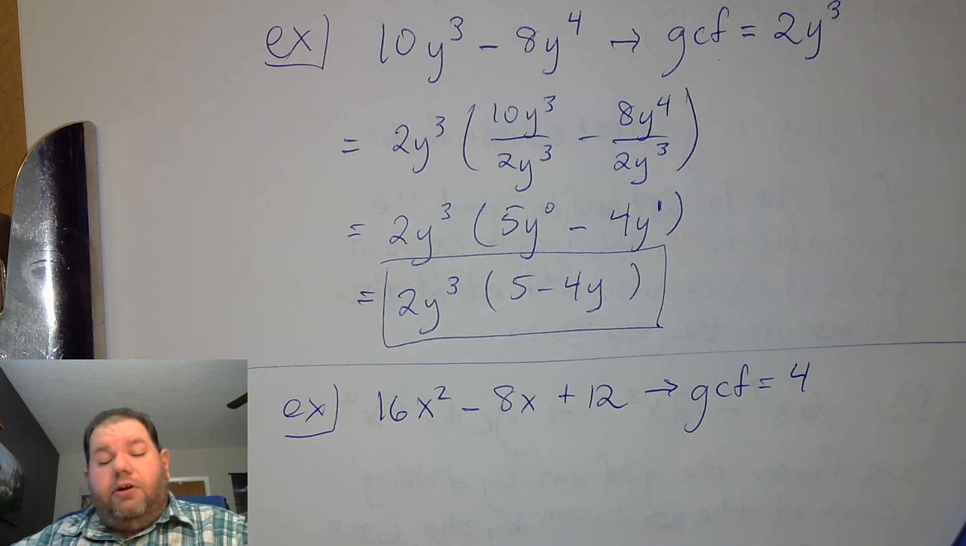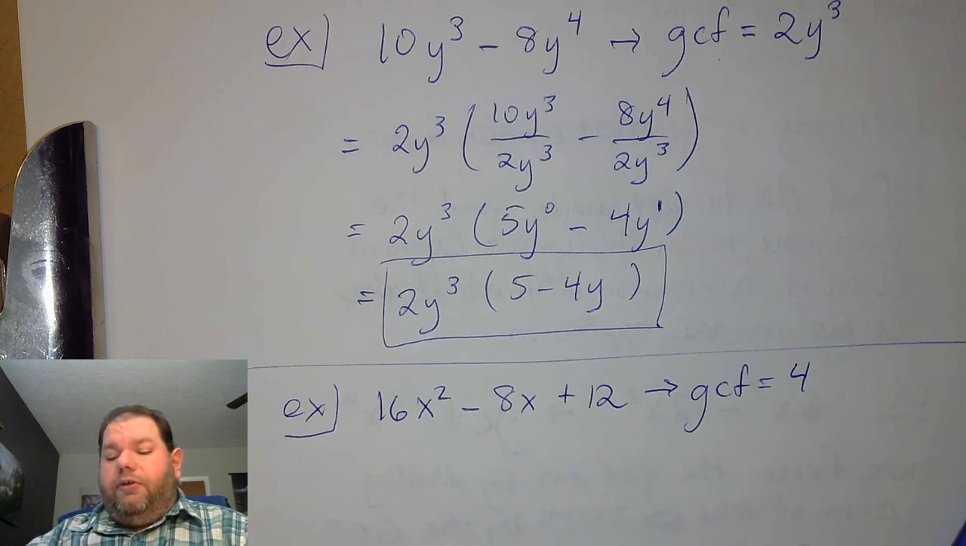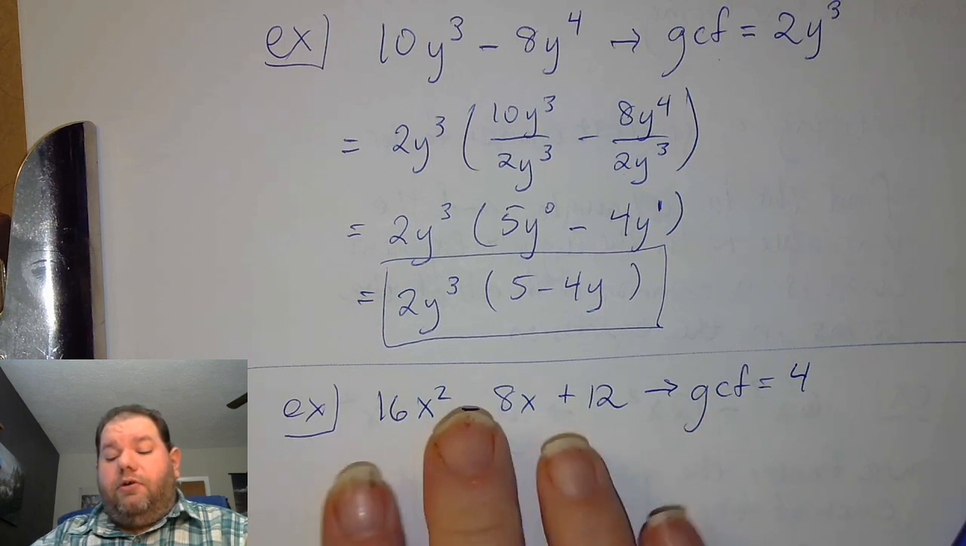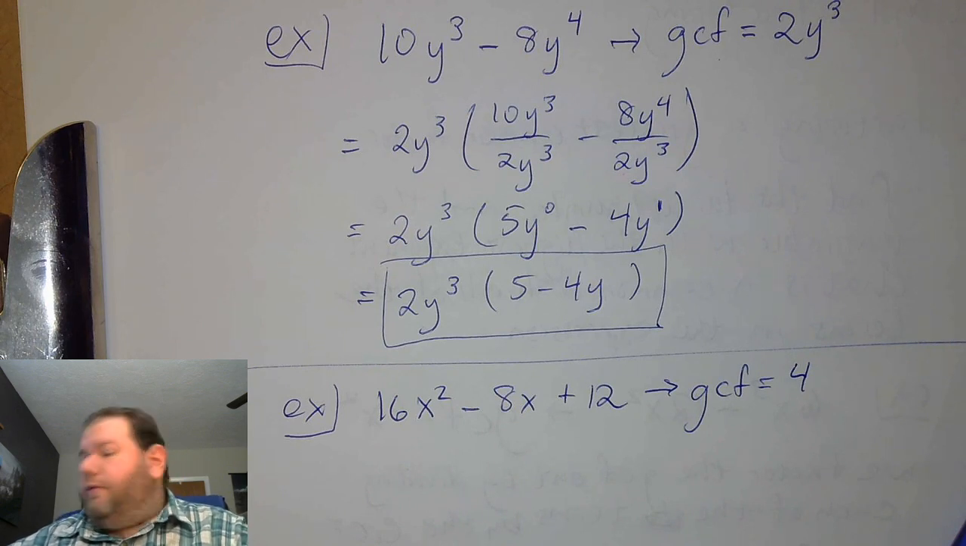The common factor here is 4, and that's it, really. We can't use x because x is not part of all three terms. The only thing we look at are the three numbers, 16, 8, and 12, of which 4 is a common factor of. Okay?